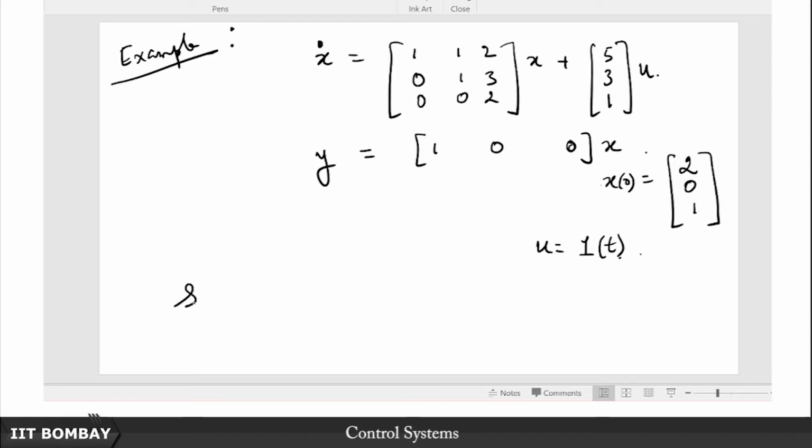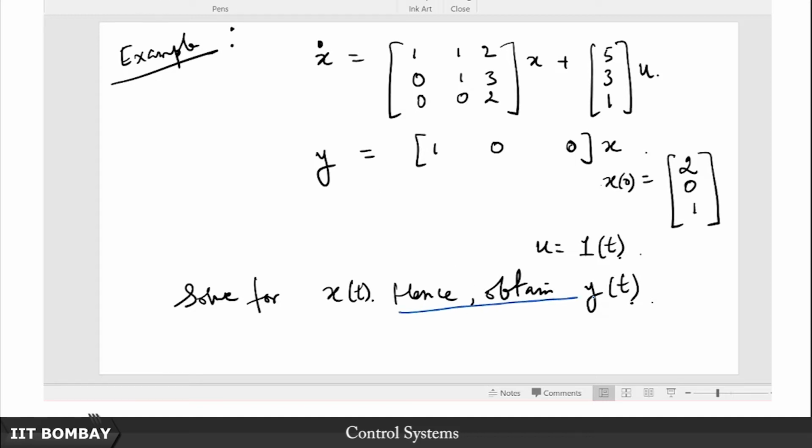So the question asks us to solve for x(t), and hence obtain y(t). Of course you understand this pretty well enough that once you have solved for x(t), this part of the question is really trivial. What you do is whatever x you have got, just pre-multiply by this C matrix. So this is my C matrix, this is my B matrix, and this is my A matrix, and of course the D matrix is 0 here, there is no feed forward, as is often the case in systems, unless they are biproper, the feed forward will always be 0.